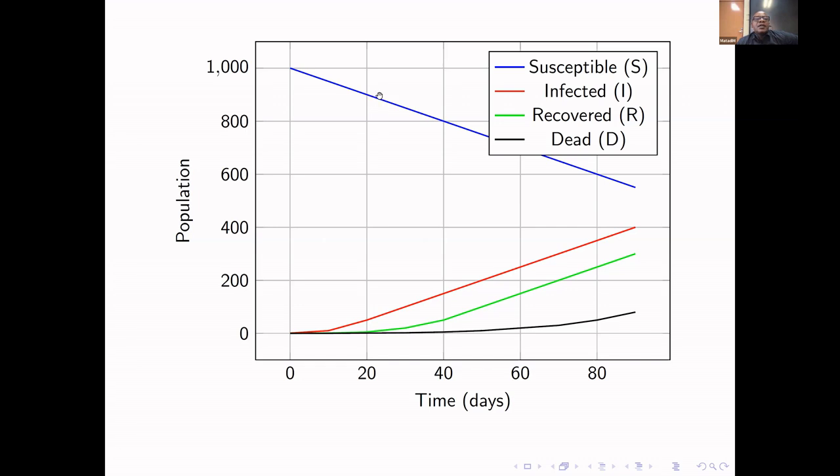I found that it makes sense, because as the number of infected population is increasing, the number of susceptible population is decreasing. And obviously, the number of recovered and dead population is always less than the number of infected population.